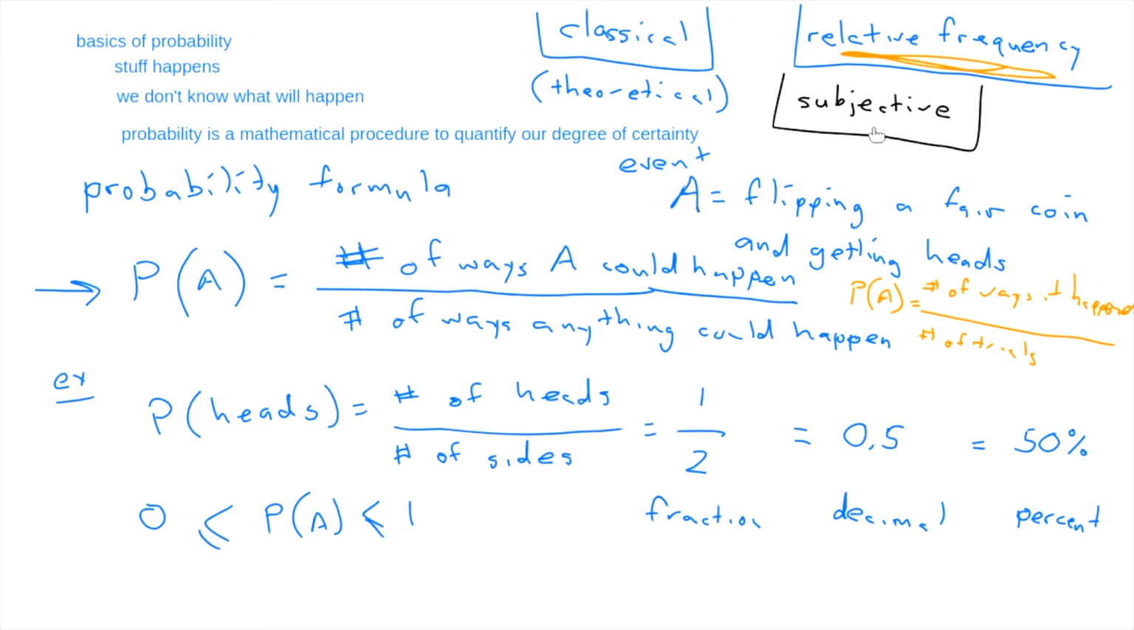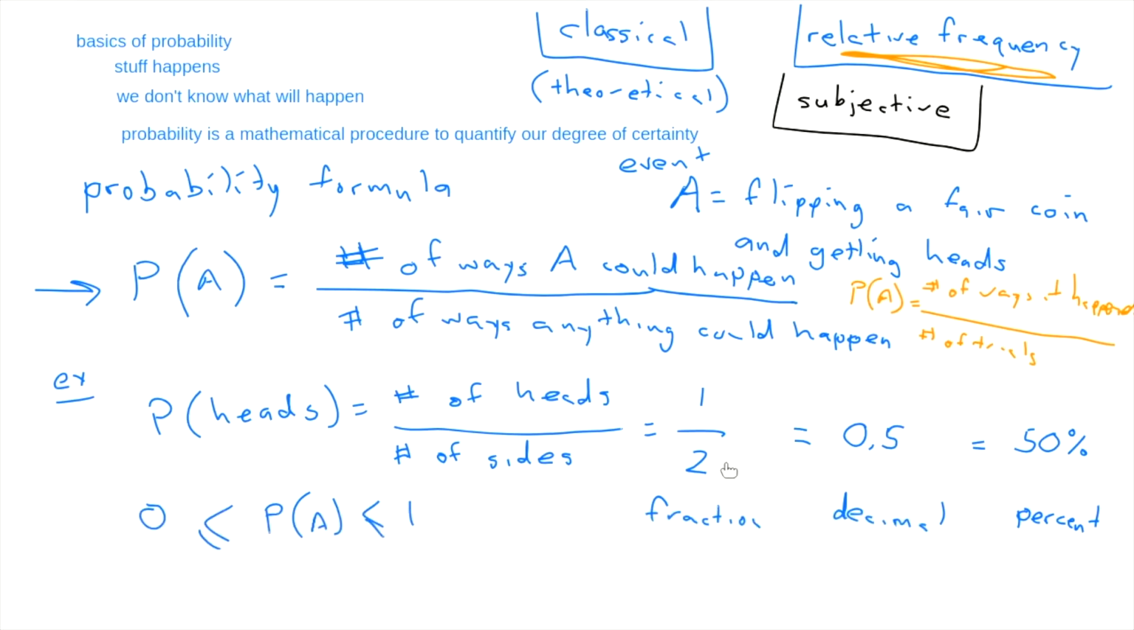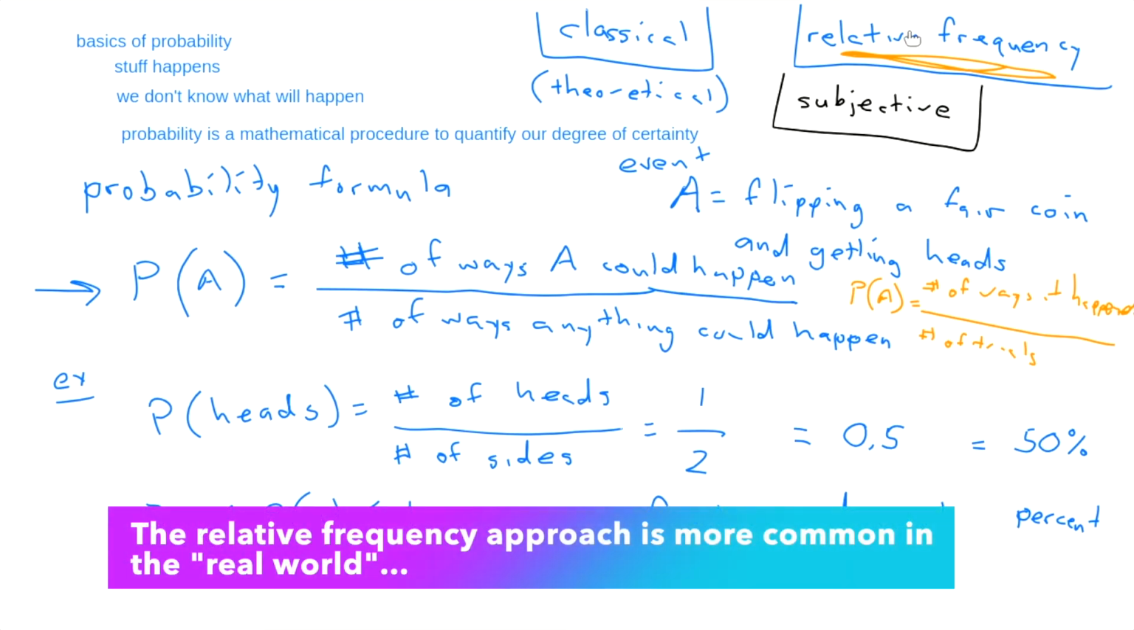The best way to do it would be to get 10 people and give them the medicine and see how many had tumors that shrank. And if 3 people had tumors that shrank, we would say 30%. The probability of a tumor shrinking is 30%. It's 0.3. It's 3 out of 10. However we wanted to express it. And so this relative frequency is the one we will use quite a bit in real life statistics.